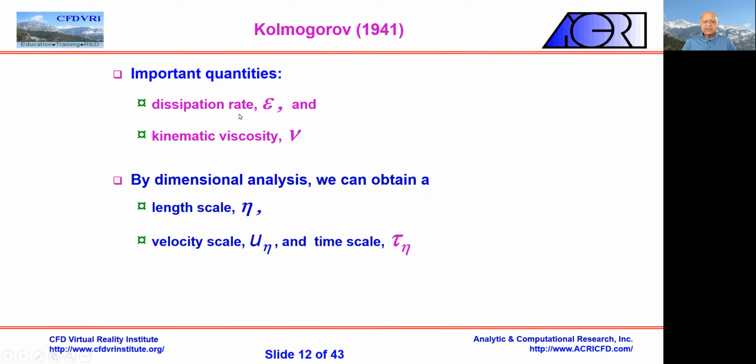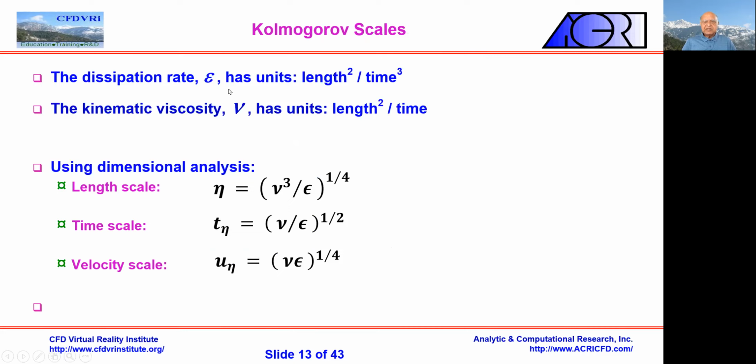Now, the important quantities are the dissipation epsilon and the kinematic viscosity nu that dissipates the energy, and by dimensional analysis, we can take a length scale, which is the Kolmogorov length scale, the eta, and then the velocity scale u_eta, and the time scale tau, okay. So the dissipation rate has these units, length squared over time cubed, okay, right? We'll see its implications from dimensional analysis. And kinematic viscosity, of course, is length squared over time, right? So if we use dimensional analysis, we can define a Kolmogorov length, which is this quantity, a time scale, which is this quantity, and a velocity scale, which is this quantity, right?